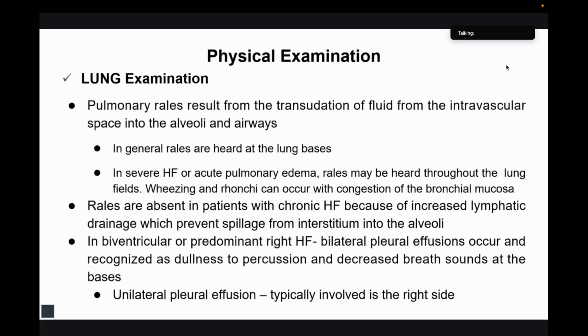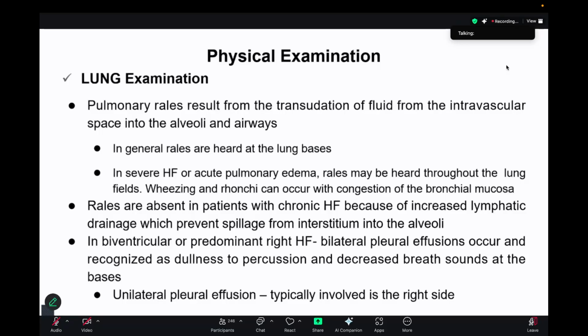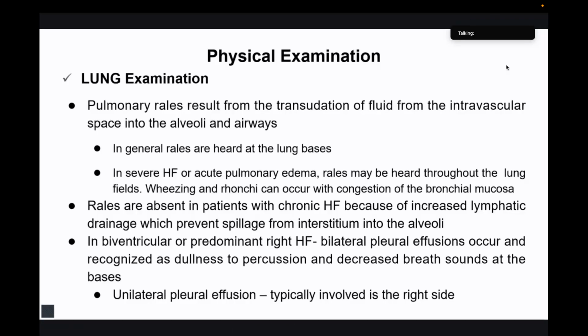Lung examination. Pulmonary rales result from the transudation of fluid from the intravascular space into the alveoli and airways. In general, rales are heard at the lung bases. In severe heart failure or in acute pulmonary edema, the rales may be heard throughout the lung fields. Wheezing and rhonchi can occur with congestion of the bronchial mucosa. Rales are absent in patients with chronic heart failure because of increased lymphatic drainage, which prevents the spillage of fluid from interstitium into the alveoli.